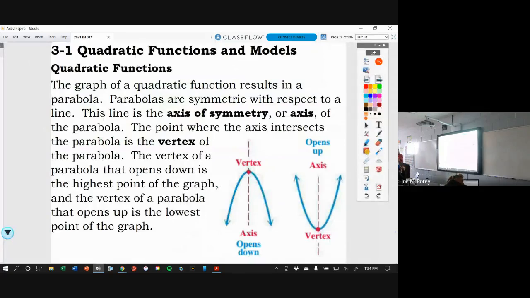The graph of a quadratic function results in a parabola. Parabolas are symmetric with respect to a line. This line is called the axis of symmetry, or axis. I will never say the axis of the parabola; I'm always going to say the axis of symmetry. There's only one point where a parabola touches that axis, and that is the vertex. The vertex can be at the top, which makes it a maximum, or at the bottom, which makes it a minimum. There you go. Next slide.